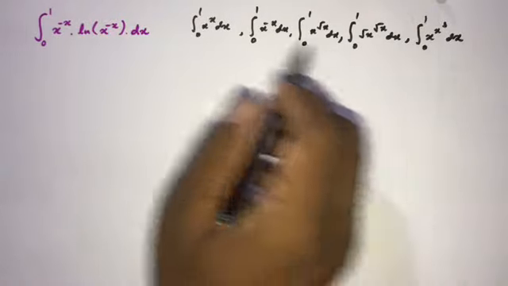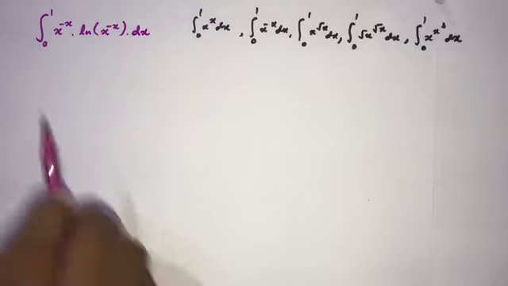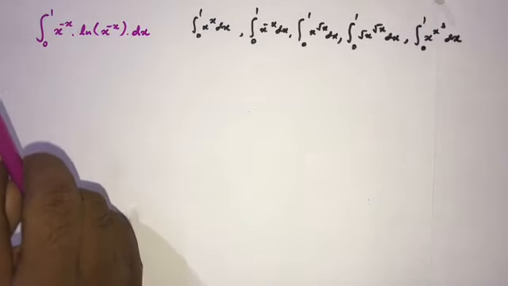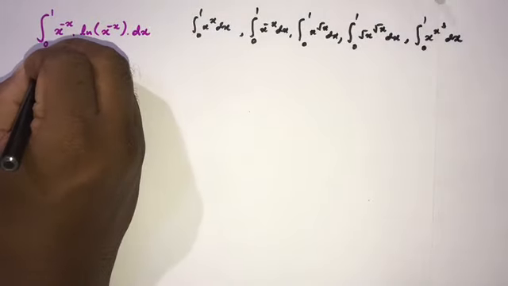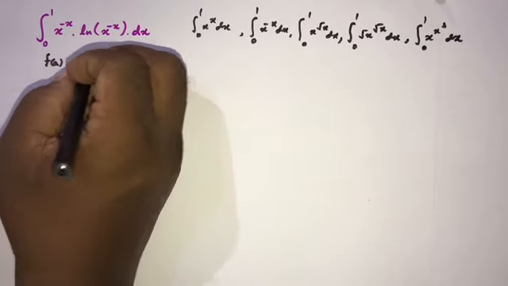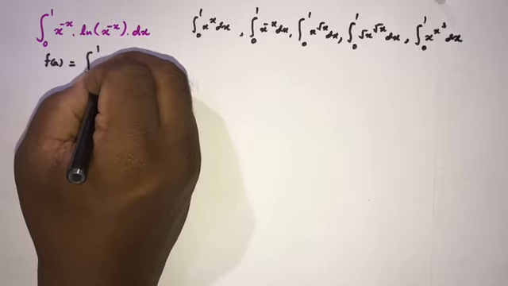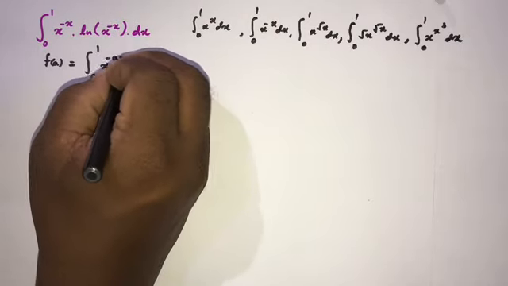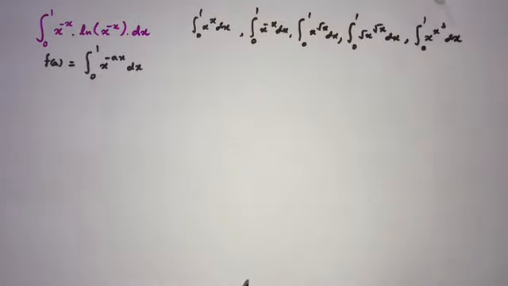Okay, now today we are going to discuss this integral. So what can we do, how to start? First, I'm going to define a function f of a. F of a is equal to the integral from 0 to 1 of x to the minus ax dx.